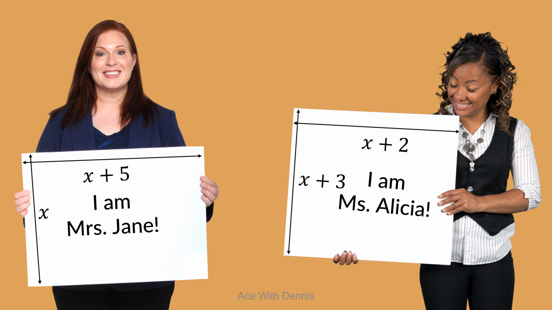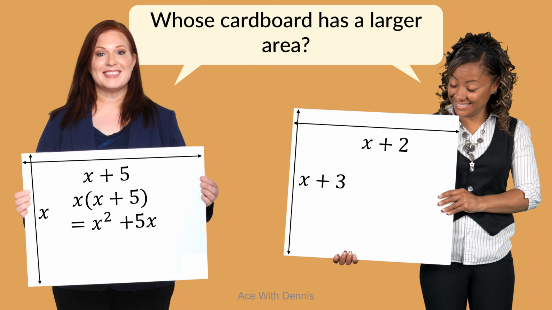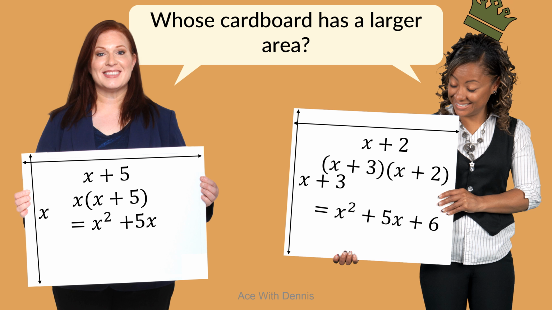Let's take a look at our initial question. Whose cardboard has a larger area? For Mrs. Jane, the area is x times x plus 5, which is x squared plus 5x. For Miss Alicia, the area is x plus 3 times x plus 2, and we'll get x squared plus 5x plus 6. Hence, Miss Alicia's cardboard is larger.